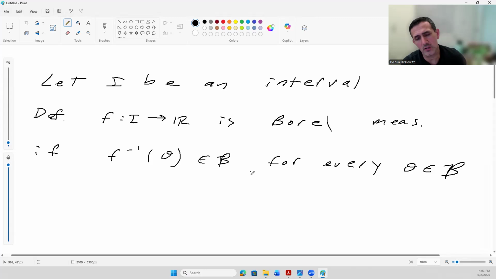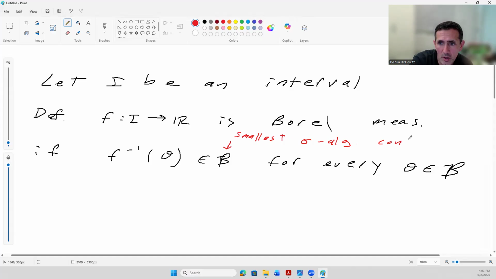Script B is the collection of all Borel subsets of the real line. And again, what does it mean to be Borel? It just means it's in the smallest sigma algebra containing open sets, to remind you of that, or the sigma algebra generated by open sets. Same thing.